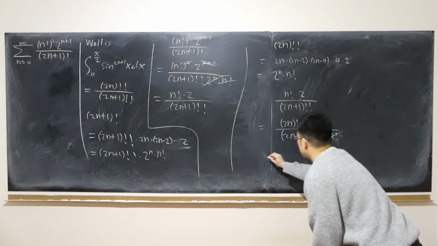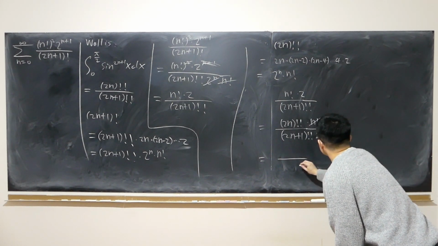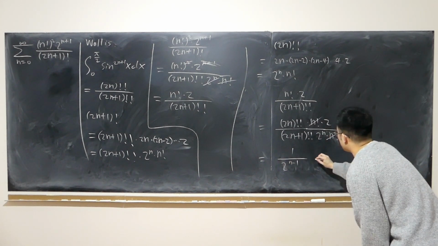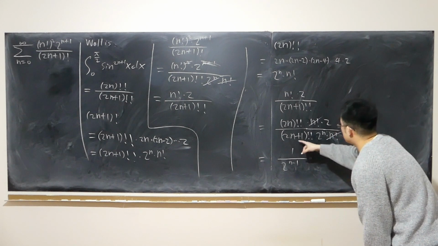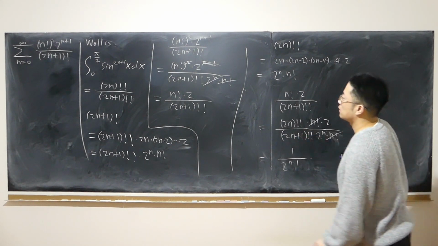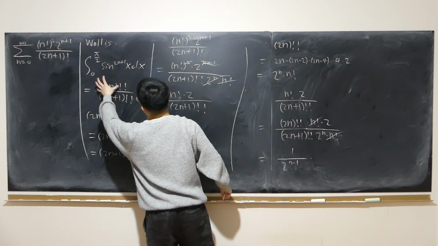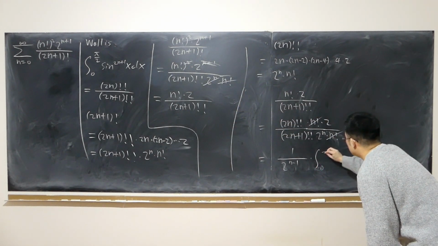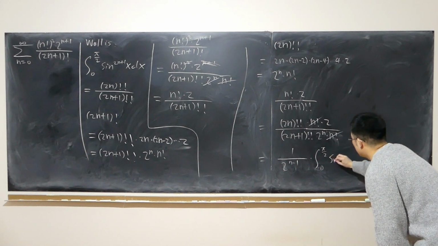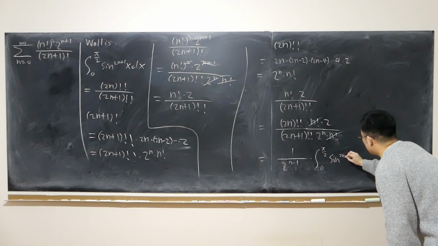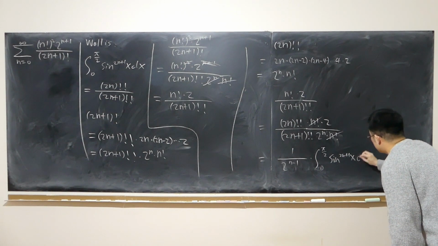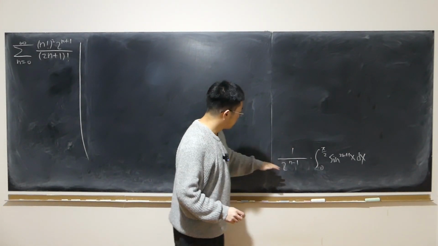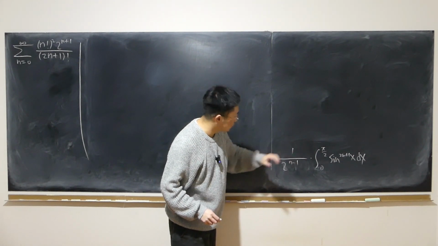Right, so let me just, that is 1 over 2 to the power of n minus 1 times the Wallace formula, the Wallace integral, sorry. So integral 0 to half pi sine to the power of 2n plus 1 x dx. Now I've just established this general term turns out to be this definite integral.